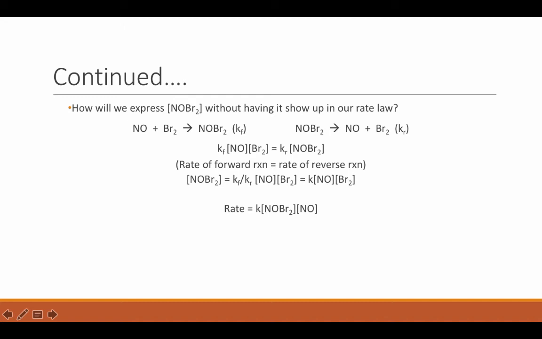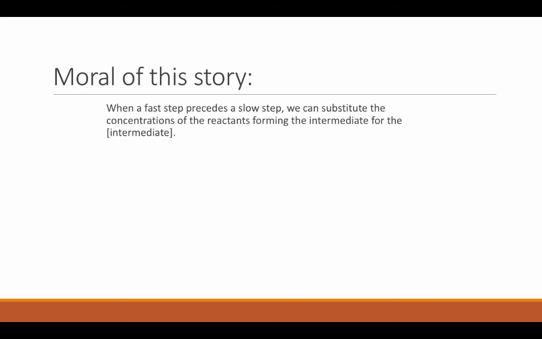Revisiting our original rate law from our proposed mechanism, I can substitute in this expression for our NOBr2, giving me rate is equal to k times NO times Br2 times NO, or k times the concentration of NO squared times the concentration of Br2. This actually matches the experimental rate law. Therefore, we know that this proposed mechanism is viable. So, what's the moral of this story? When a fast step precedes a slow step, we can substitute the concentrations of the reactants forming the intermediate for the intermediate itself.